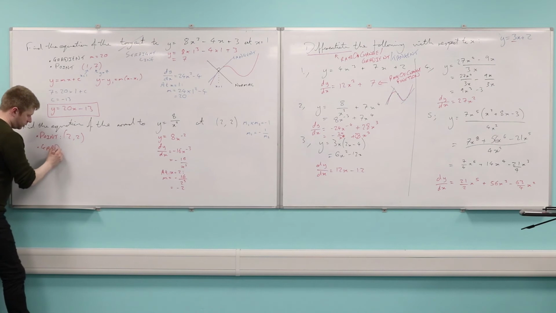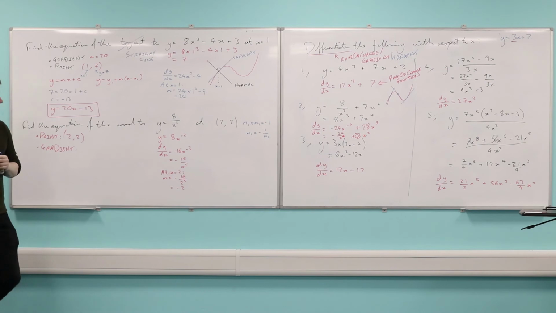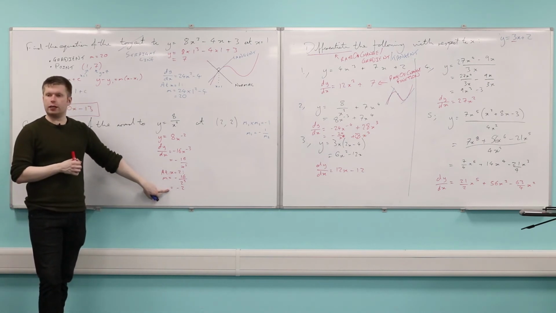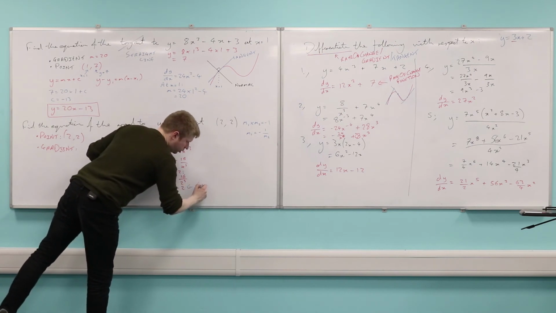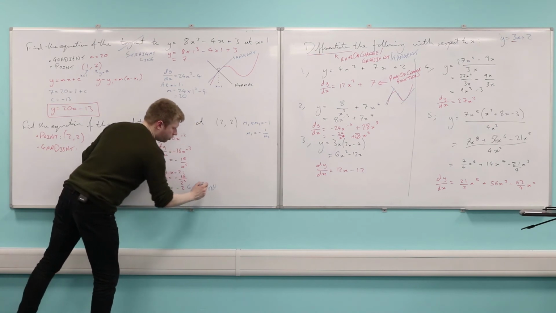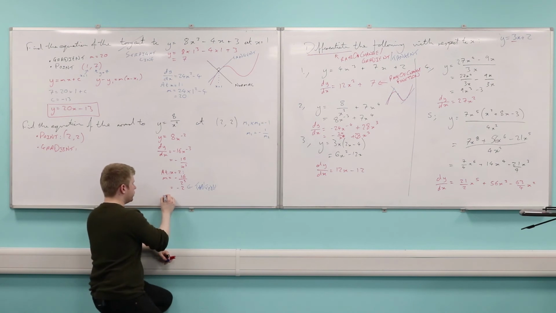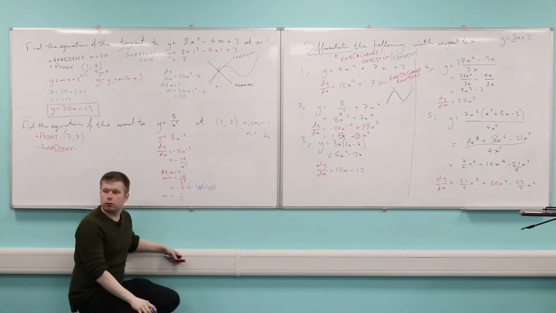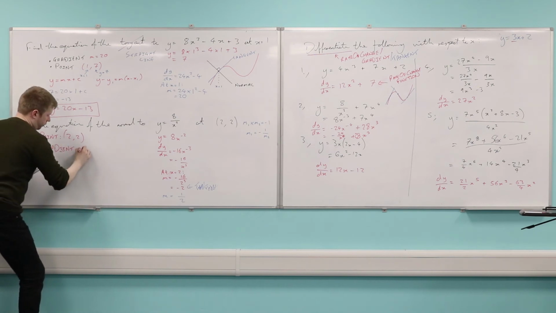This gradient here is not the gradient which I want, is it? This is the gradient of the tangent. But that's not an issue. How do I find the gradient of the normal? It's negative 1 over it. So the gradient which I want is equal to, well, negative of negative 2 is positive, 1 over 2. Happy with that? Okay, good. So my gradient which I'm after is a half.